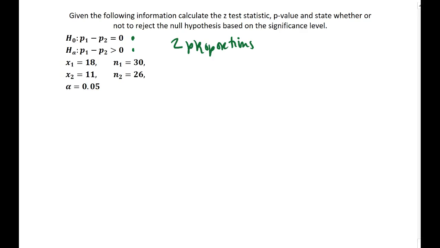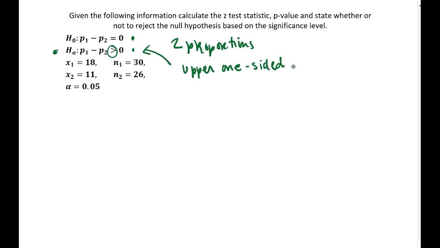And it's also an upper one-sided test, because the question of interest is whether or not P1 is actually greater than P2, and we can denote that with this alternative, where P1 minus P2 is greater than 0, meaning it's a positive value. So what this means is that we'll get an upper one-sided p-value.